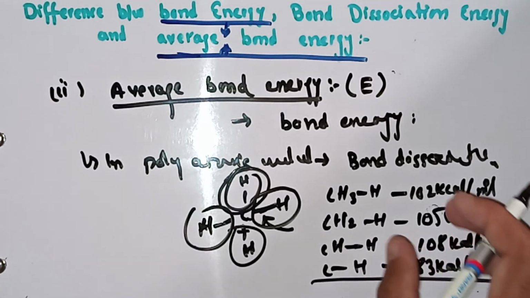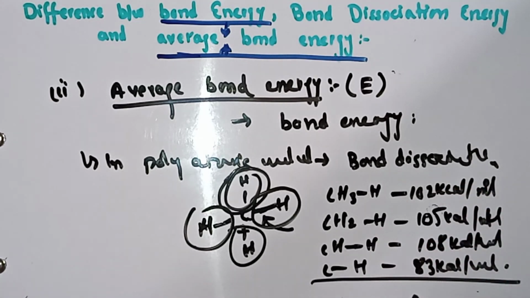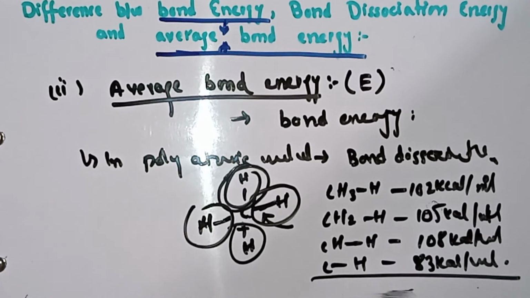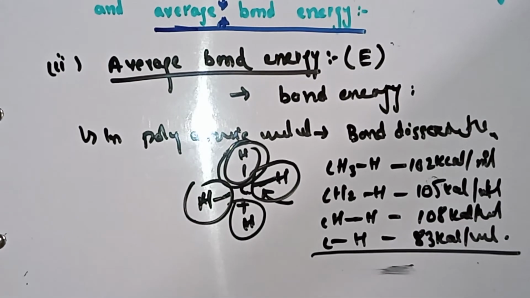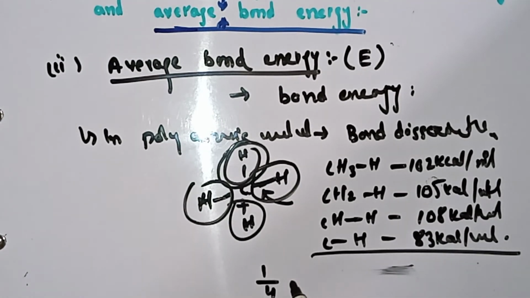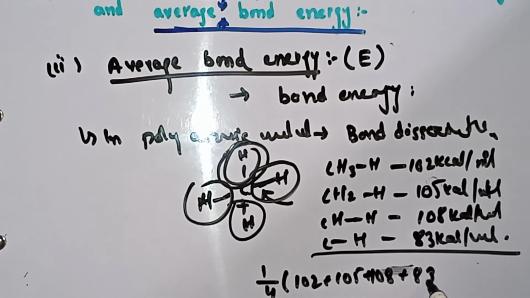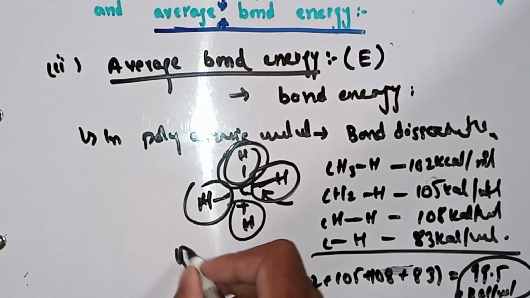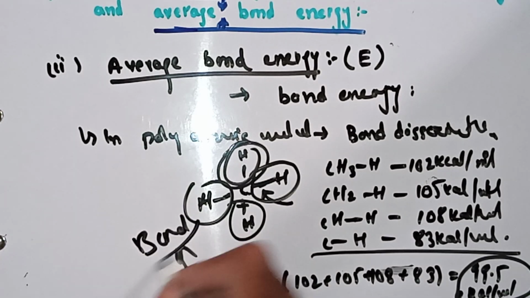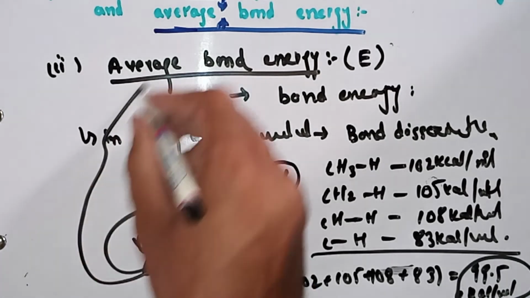To take the average of these, you can take the average like this: 1 divided by 4 multiplied by 102 plus 105 plus 108 plus 83, which will be equal to 99.5 kilocalorie per mole. So this energy is called bond energy, or you can say the average bond energy.